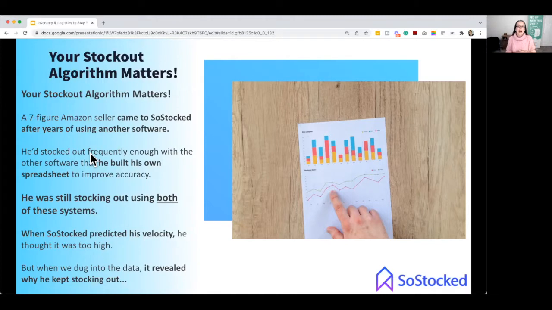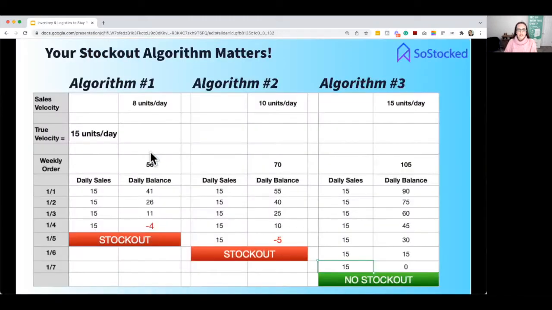They were both every now and then causing stockouts for him, and he couldn't figure out why. So he came into SoStock, and SoStock predicted his velocity much higher than he considered it should be. And so that kind of raised some red flags, and he started digging into the numbers and found out what was actually happening. So here's what he found. First off, the first algorithm, the original software, was saying that he was selling 8 units a day. That was the velocity that he was given.